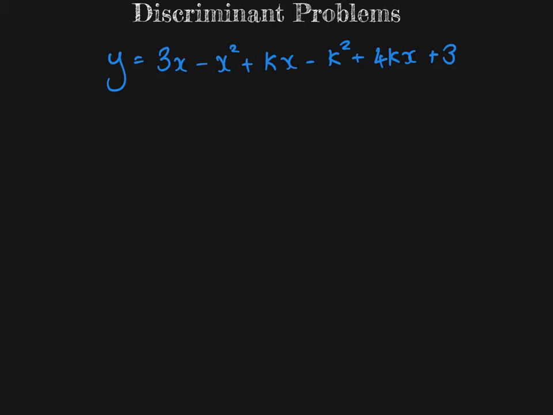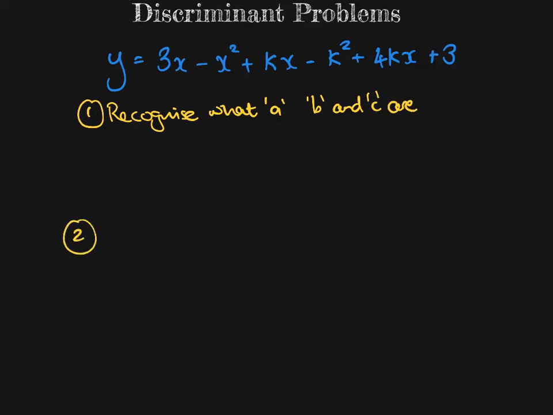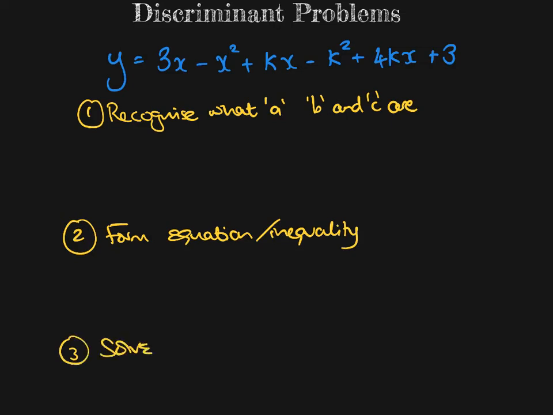There's two parts to a discriminant problem, and one is usually where it goes wrong. One is to recognise what the A and the B and the C are. And then once we've done that, then actually there's 3 steps. 1, 2, recognise what the A, B and the C are, form an equation or an inequality, and then solve the equation or solve the inequality.